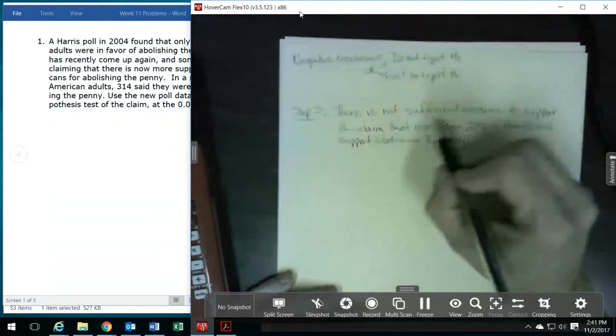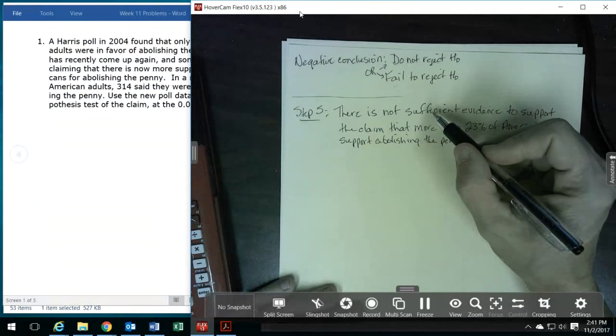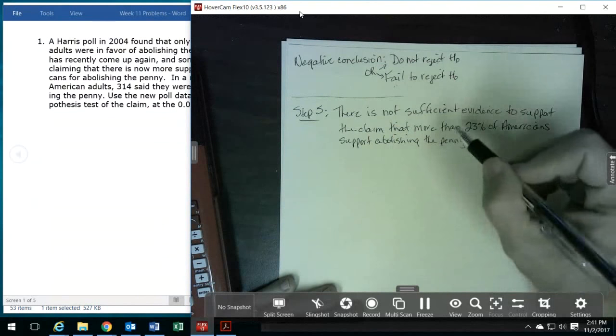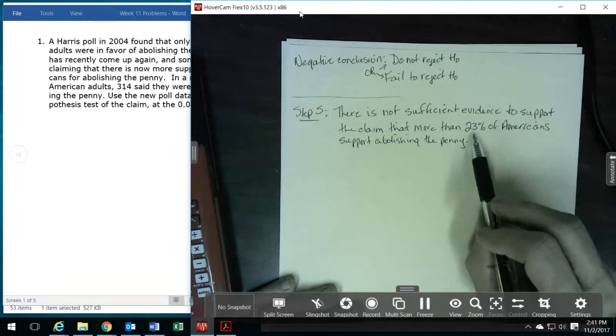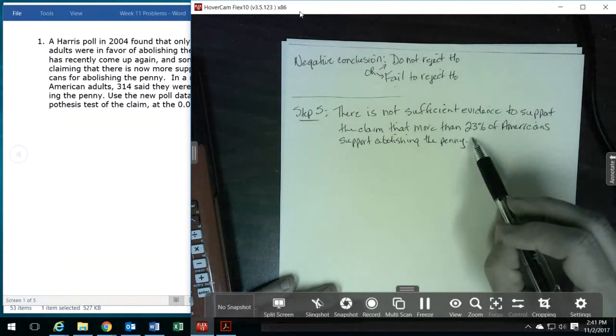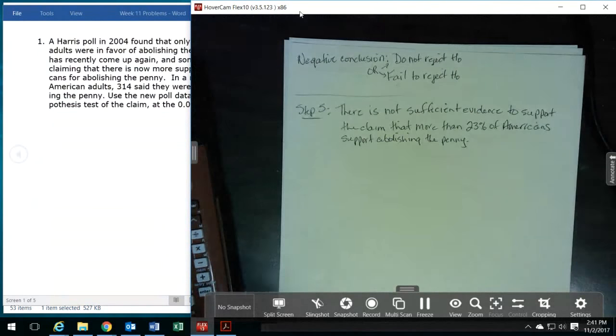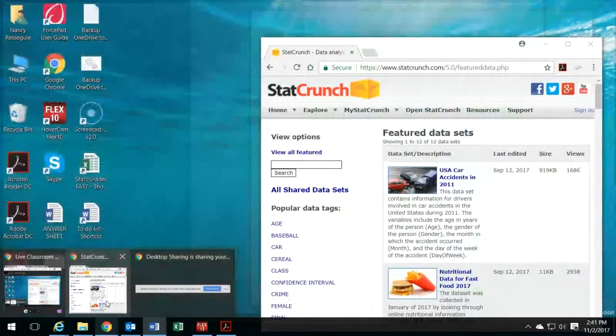Okay, so in other words, even though we had some survey results where the proportion was a little bit higher than it had been when it was 23%, it wasn't enough higher to give us sufficient evidence to support the claim. Let's look at this on StatCrunch now.